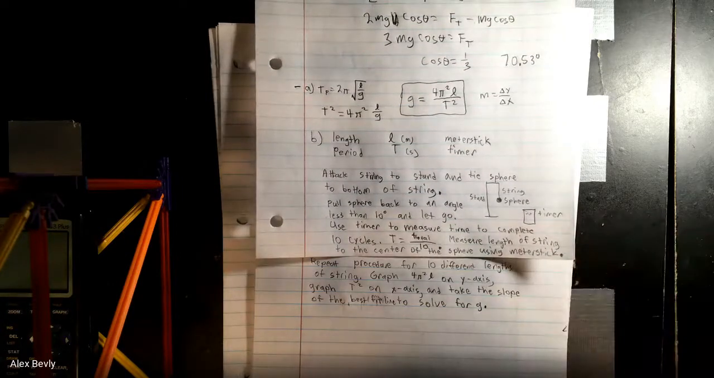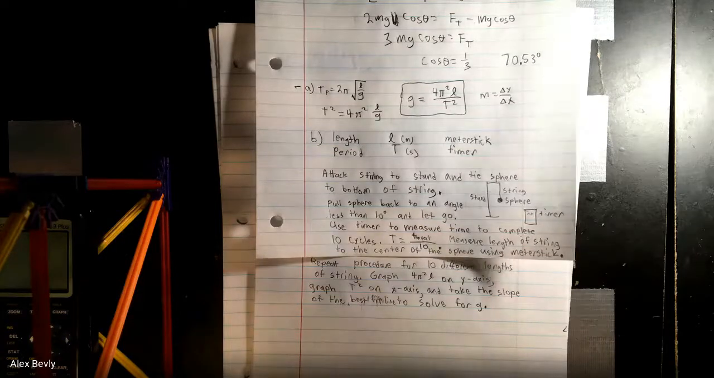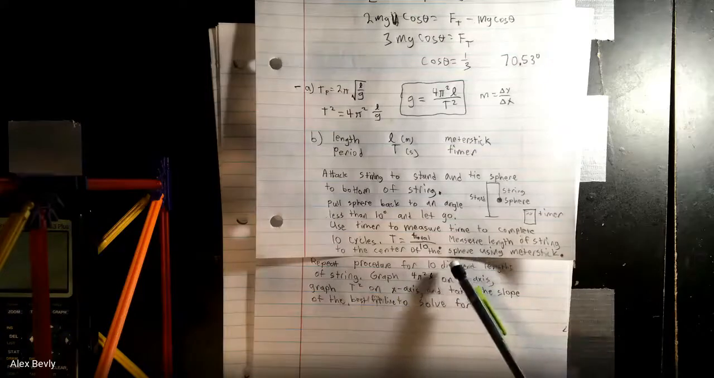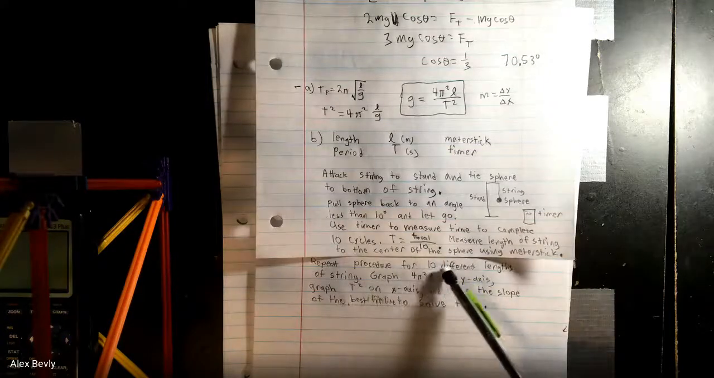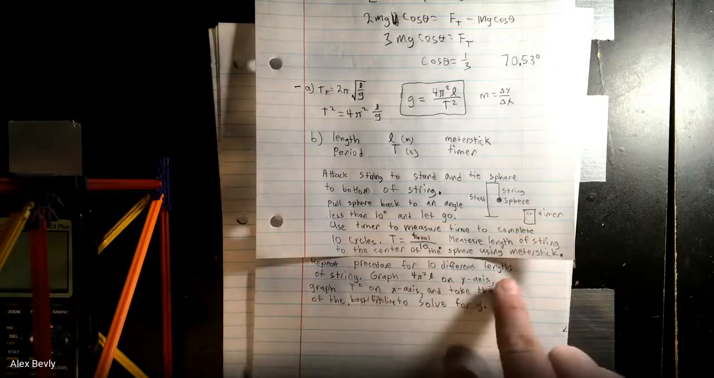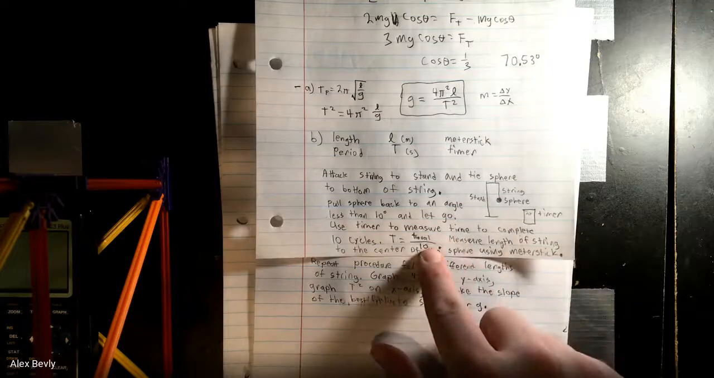And then we're trying to create a graph. To create a graph, we need definitely more than 2 points. 3 is still kind of iffy, but the more points, the better. So I'm just going to say repeat this 10 different times. What are we changing? I'm repeating the procedure for 10 different lengths of string. That's what I can physically change. That's the independent variable. When I change the length of the string, that changes the period.